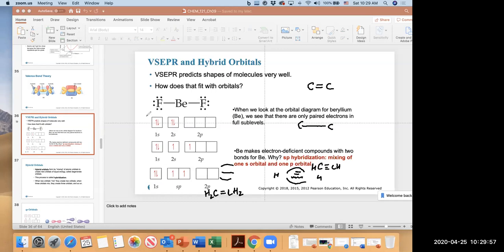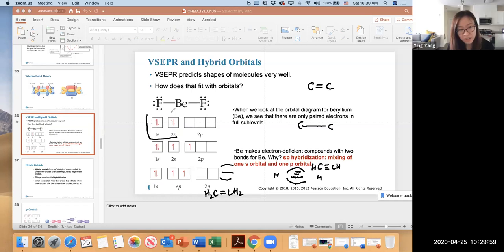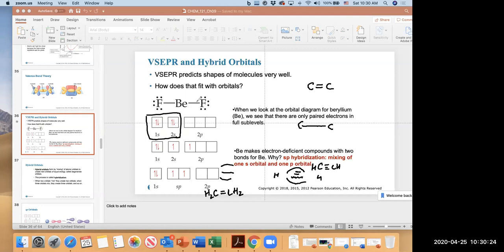If you look at this electron configuration here, it doesn't have any unpaired electrons to form bonding. When we form bonding, one unpaired electron from this atom is going to overlap with an orbital of the other atom containing one unpaired electron, and then the electrons from both atoms can hold hands together to share. In this case, you don't have any unpaired electrons.